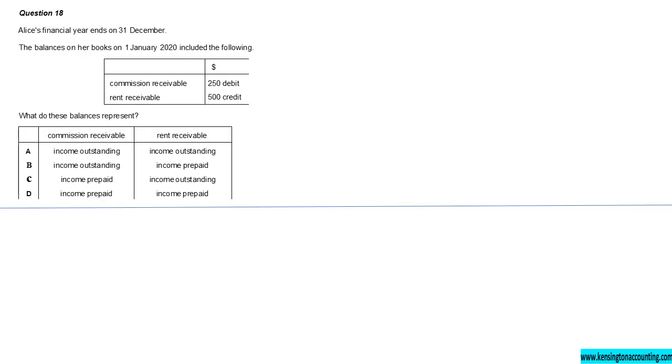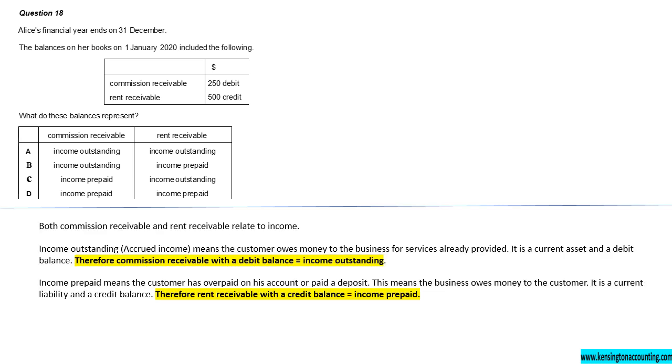Question 18 deals with opening balances for income. So commission is an income, and rent receivable is rental income. Now, income outstanding, also known as accrued income, means the customer owes money to the business for services already provided. It is a current asset because it is money owed by the customer to the business, and obviously a current asset is a debit balance. Therefore, this commission receivable represents an amount owed by the customer to the business. Therefore, it is income outstanding.